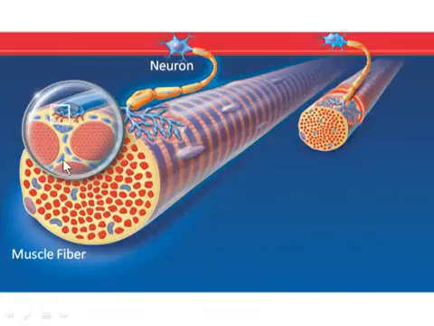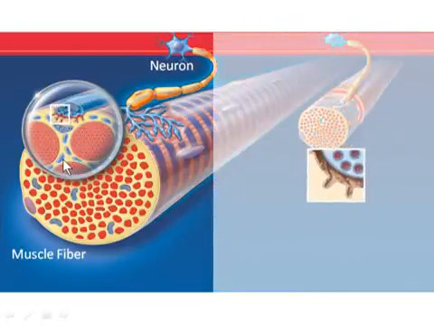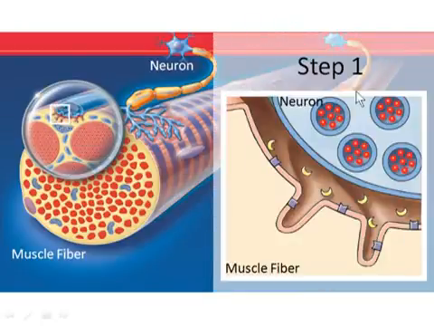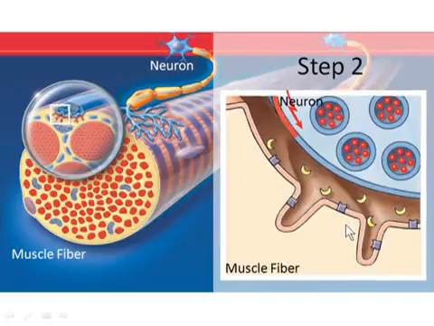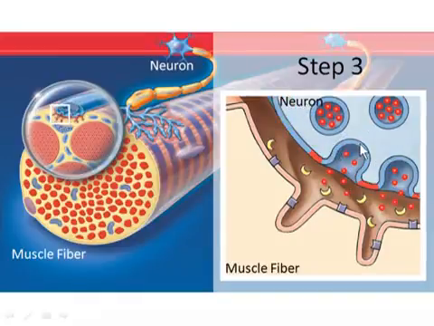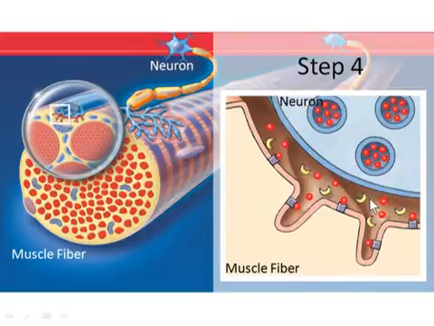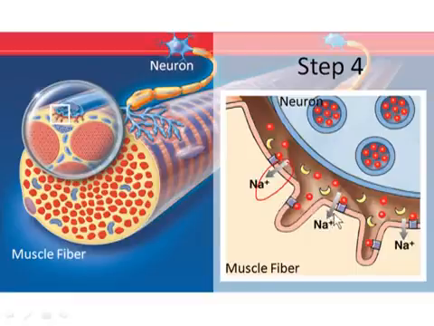Let's review the process that takes place at a neuromuscular junction. Step 1. The neuron and the muscle are in a resting state. Step 2. An action potential arrives at the synaptic terminal. Step 3. The release of acetylcholine into the synaptic cleft occurs when vesicles fuse with the membrane. Step 4. Acetylcholine binds to receptors on the motor end plate, increasing the permeability to sodium.